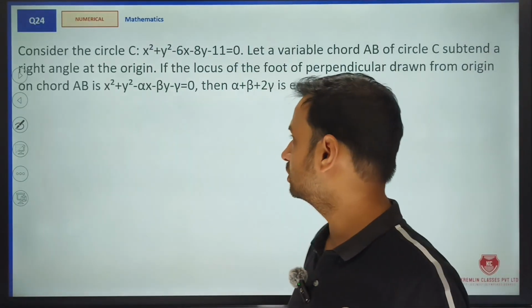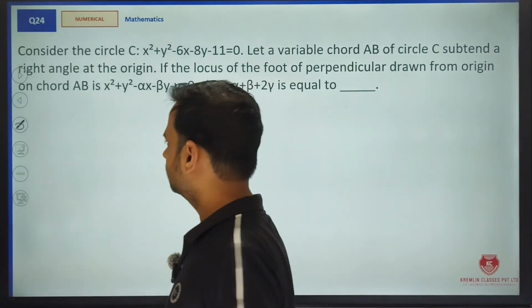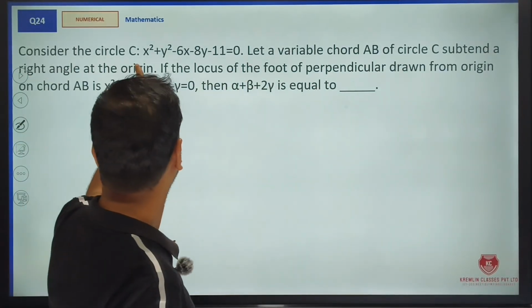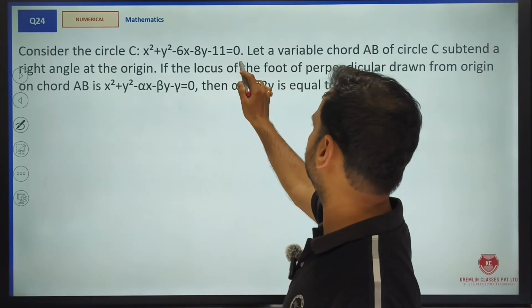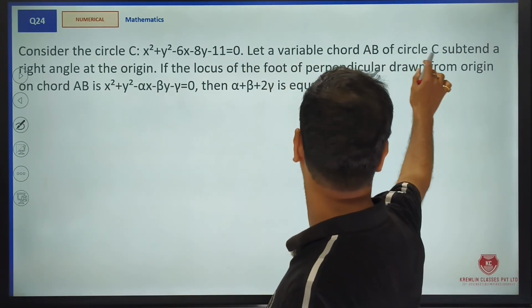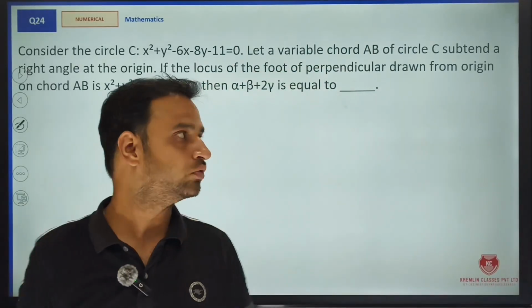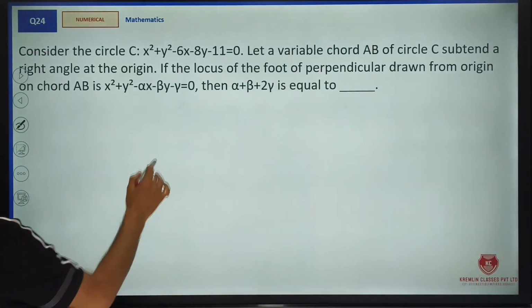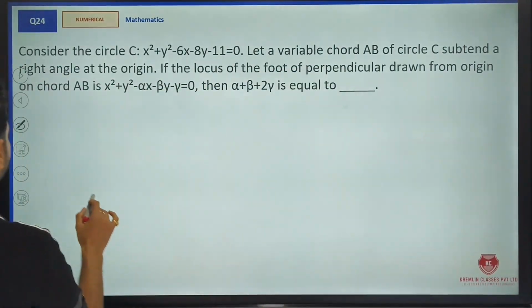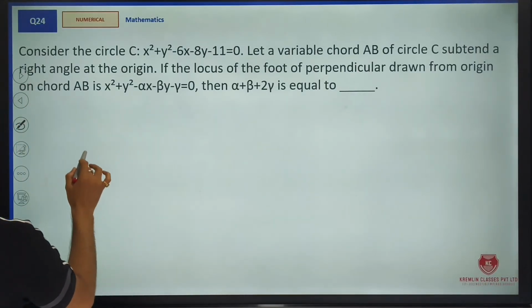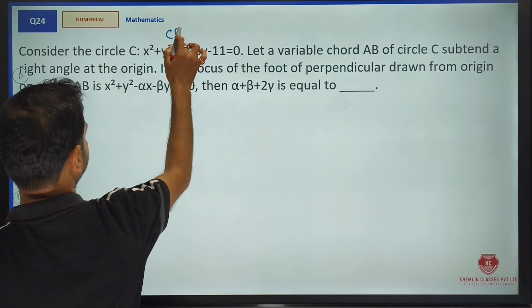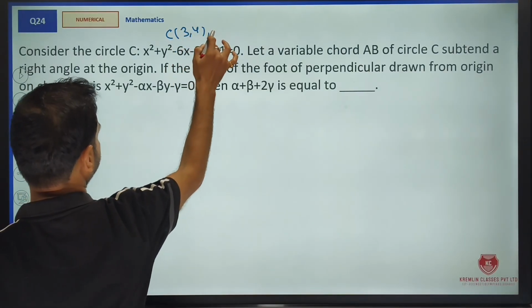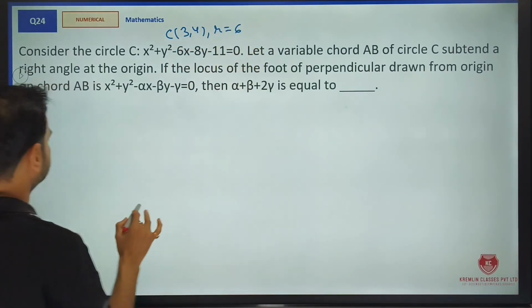Now moving to question number 24. We have to first read the question. X square plus y square minus 6x minus 8y minus 11 equal to 0, let AB be a variable chord. It means it is a case of homogenization. If the locus of the foot of the perpendicular drawn from the origin on AB is this, so first we have to write this circle with center (3, 4) and radius equal to 6.